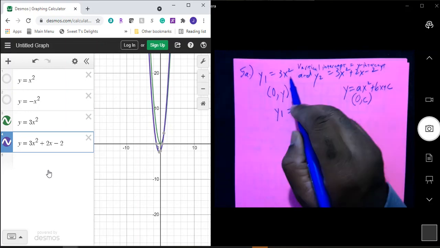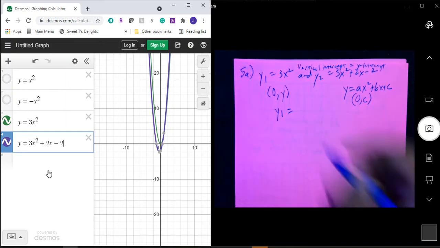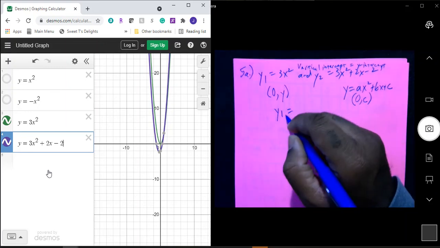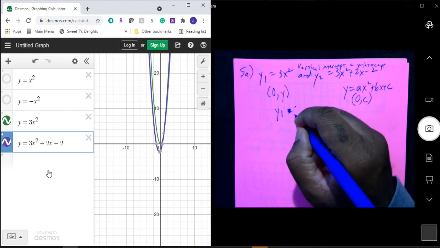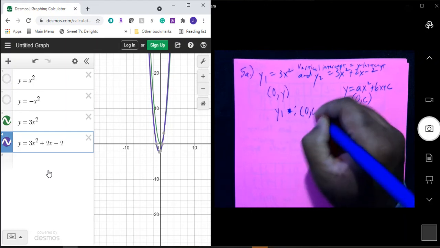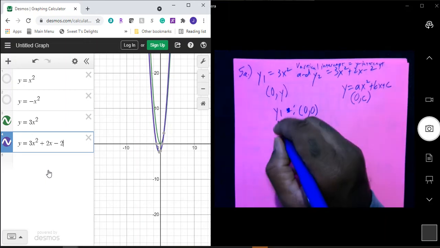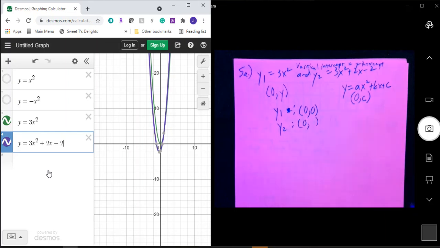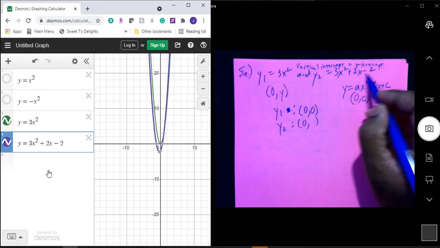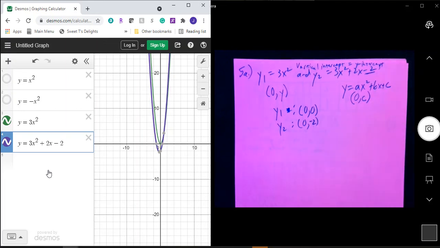So if you look here at y1, you notice there is no c. So that c is actually 0. So basically for y sub 1, I'll put a colon. The y-intercept is (0, 0), or vertical intercept. Now we go to y sub 2. Now we know x is going to be 0, but we look here at y sub 2, its c value is -2. So that is the vertical intercept.